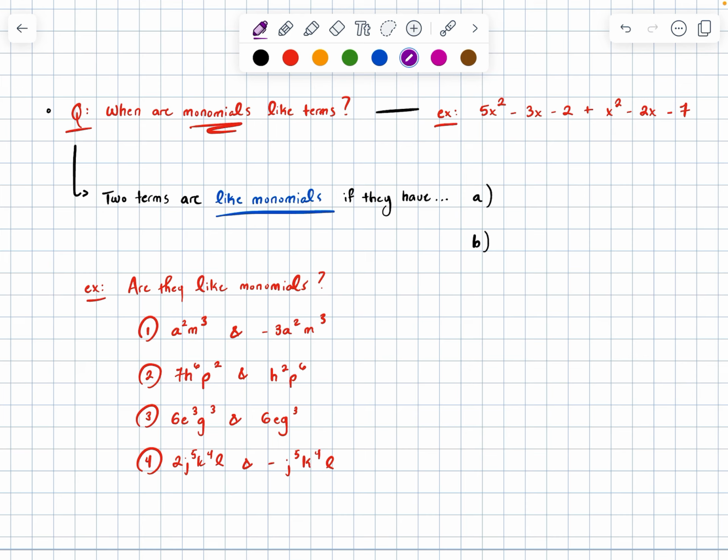Well, what do you think they need to have in common if I'm going to be able to put them together? In other words, for them to be like terms, or what we'll call like monomials. 30 seconds. What do you think are the two criteria they'll need to meet to be added or subtracted? Go.